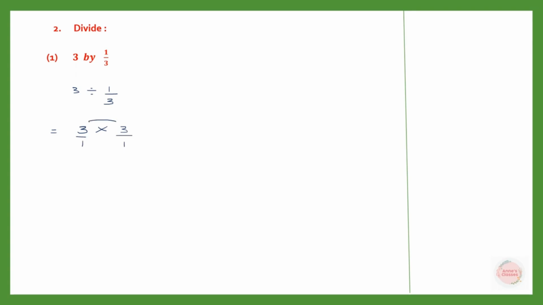Now we multiply the numerators and the denominators. 3 threes are 9, 1 ones are 1. 9 by 1 is equal to 9 and this is our answer.